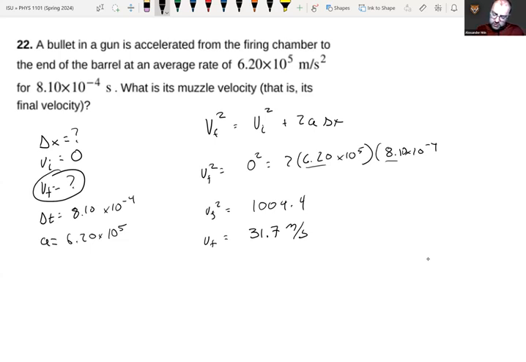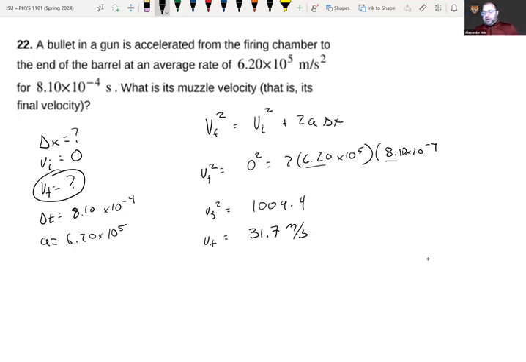Did I? Seems a little slow for a bullet. Just curious, let me make sure that I did this calculation. 22 e to the 5th times 8.1 e to the negative 4. Yeah, looks fine. Times 2, and then take the square root. Okay, so that is basically what this would be.